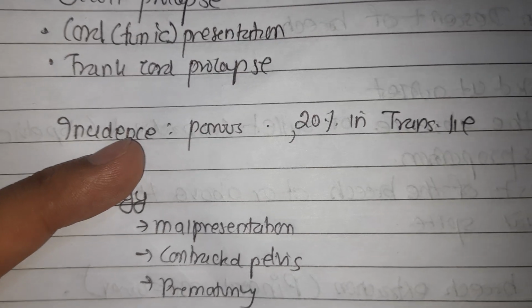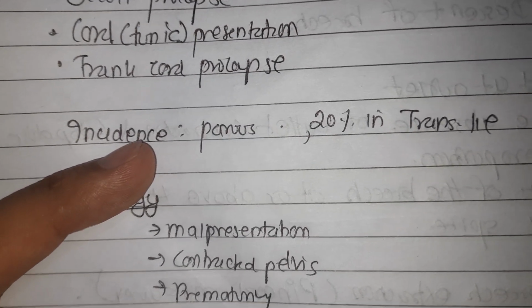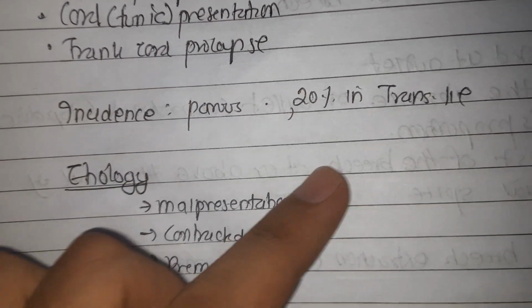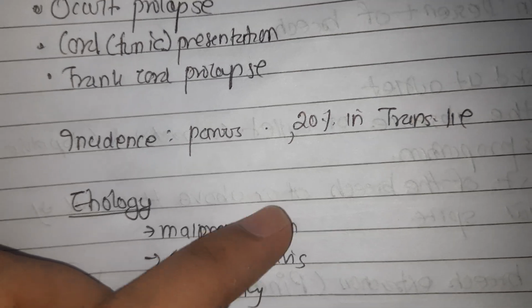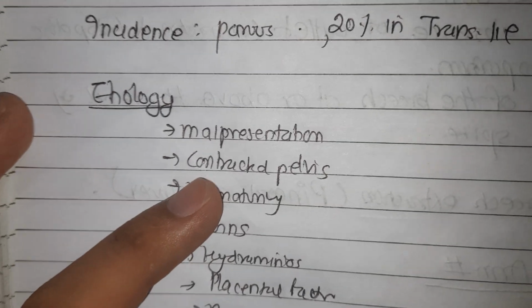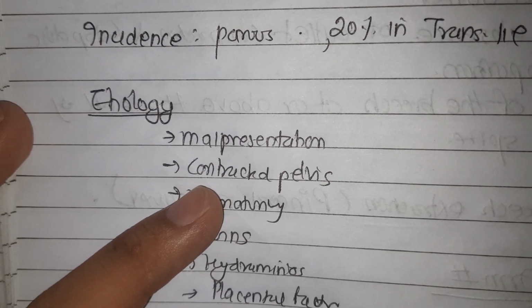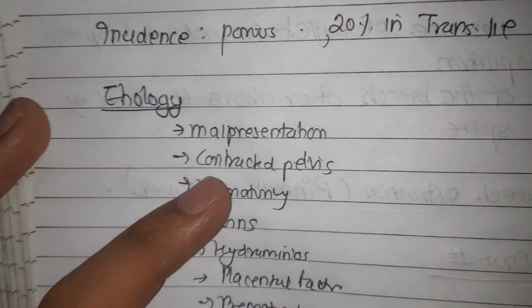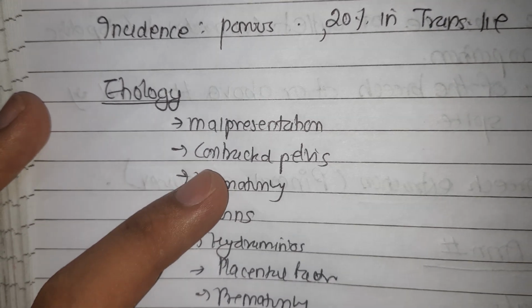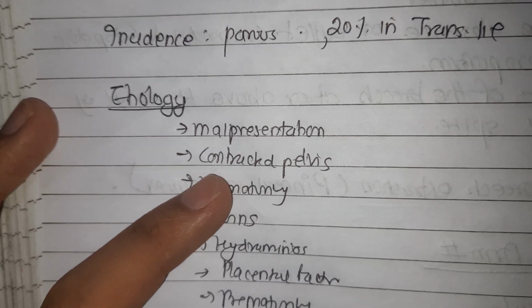The incidence of cord prolapse varies widely from 0.5% in cephalic presentation to 20% in transverse lie, and it is mostly confined to the para women. And the etiology: anything which interferes with the perfect adaptation of the presenting part to the lower uterine segment may favor cord prolapse. Too often, more than one factor operates.